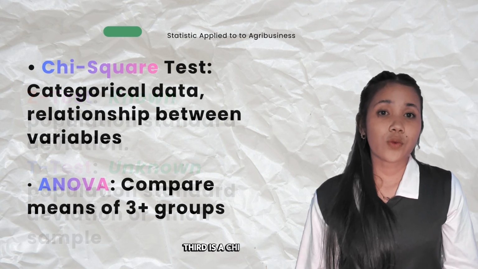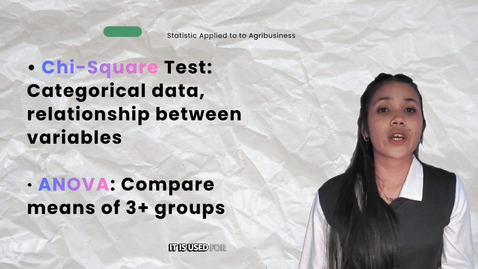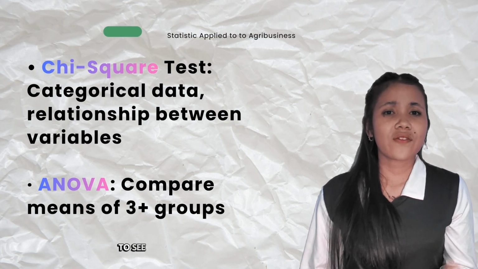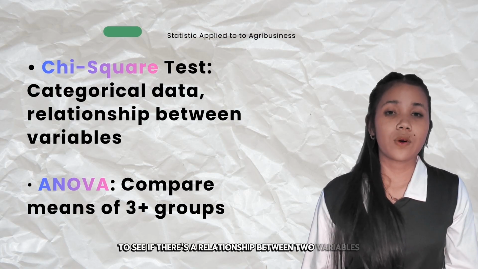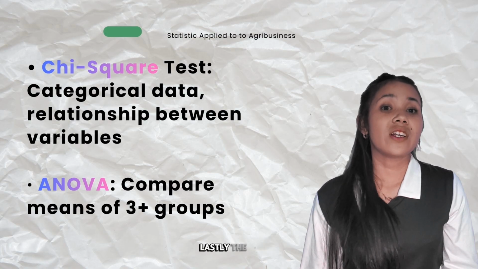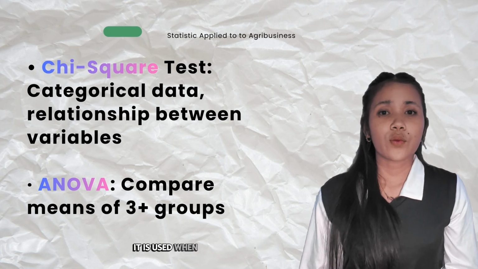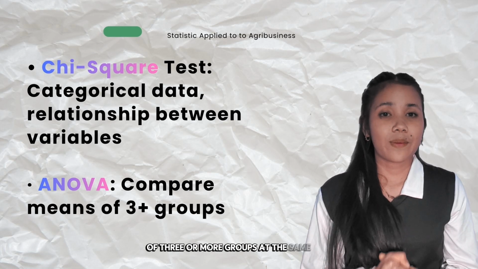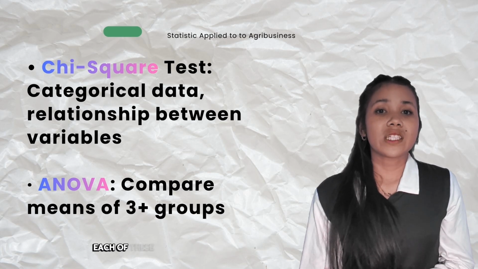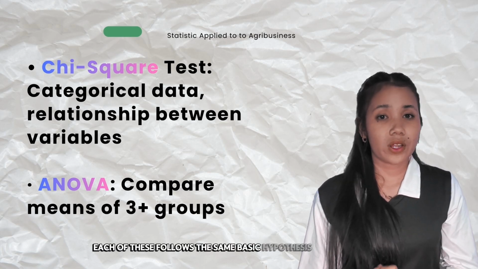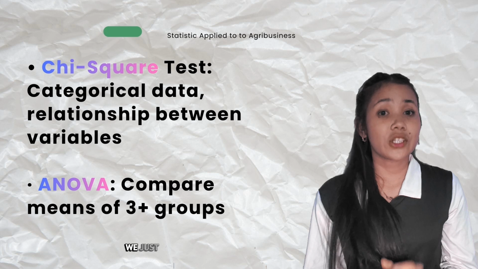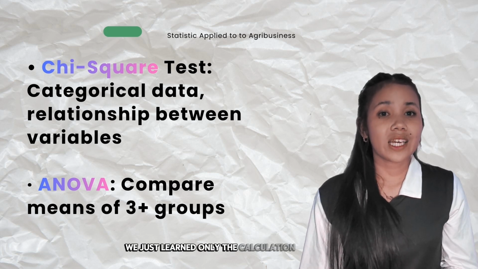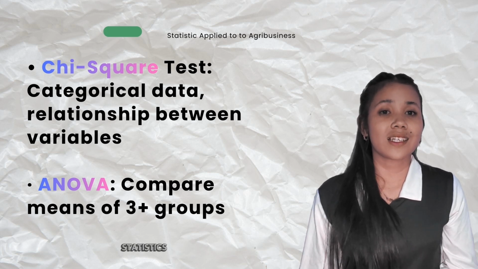Third is the chi-square test. It is used for categorical data to see if there's a relationship between two variables. Lastly, the ANOVA. It is used when you want to compare the means of three or more groups at the same time. Each of these follows the same basic hypothesis testing process we just learned. Only the calculation and the test statistics change.